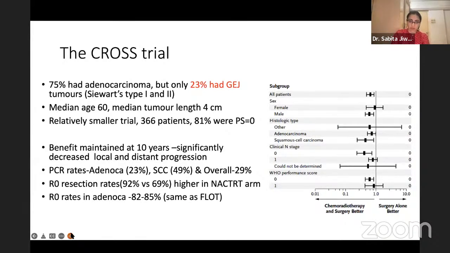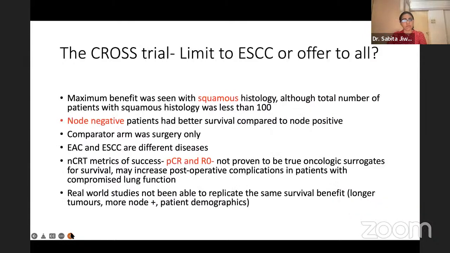But when they published the 10-year results, the benefit was shown to be maintained at 10 years also. And the thing that they touted the most in this study was the pathological complete response. The pathological complete response rates overall were 29%, but most of this was driven by squamous carcinoma, 49% in squamous carcinoma. And the rates of pathological complete response and R0 was same in the adenocarcinoma as was seen in the FLOT trial. So should we give this CROSS regimen to all GE junction tumors, to squamous as well as adeno, or should we limit it to only the group which benefited the most?